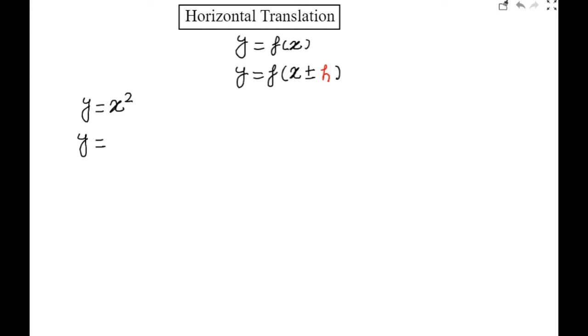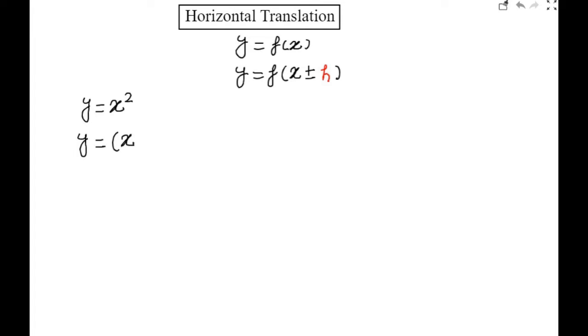Horizontal translation takes place when we add or subtract something to the input of the function. Let's say we have a function y equals f(x), and we are going to add or subtract something to its input value. Let's say we're going to add or subtract h this time. So we assume a parent quadratic function, which is y equals x squared, and we now try to add or subtract something to its input.